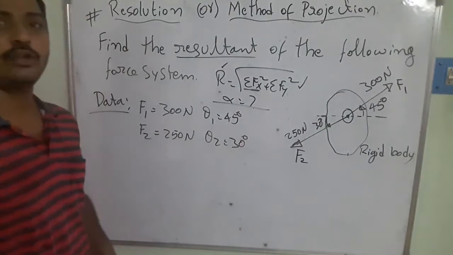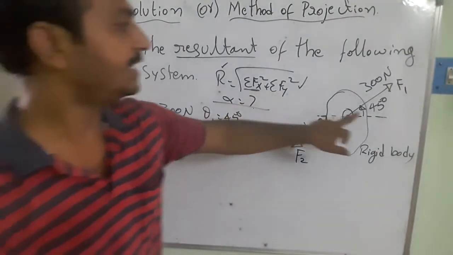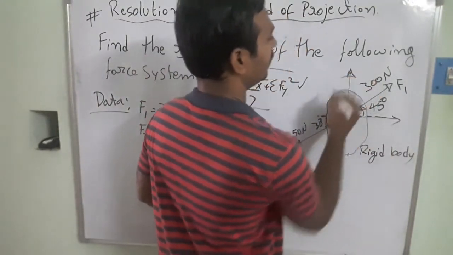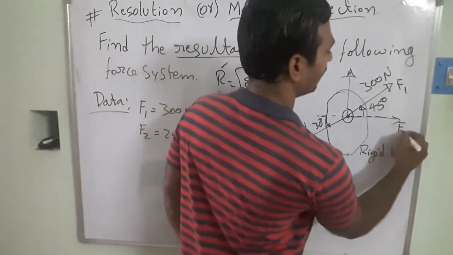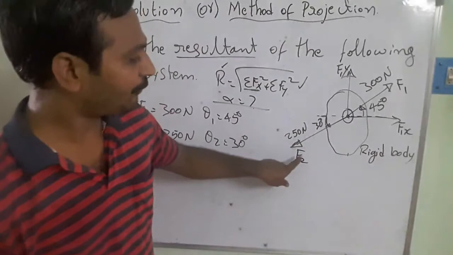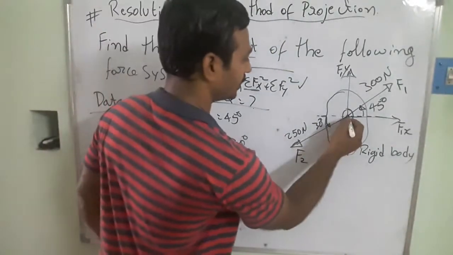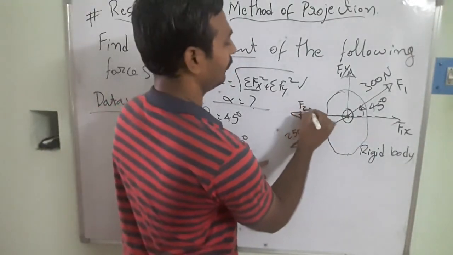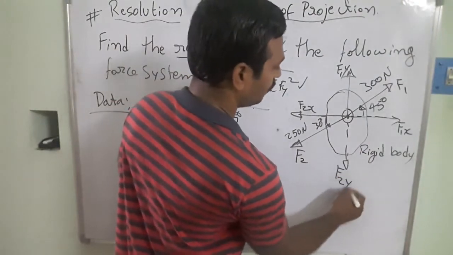So then I need to find out the sigma f of x and sigma f of y. So by this one I can resolve this force into one horizontal component and one vertical component. So this I am going to call F1x, F1y. And similarly the F2 also I am going to be resolving into horizontal and vertical components. So this force is going to be acting towards this side, that I am going to call F2x, and this is going to be moving in the downward direction, F2y I am going to be calling.